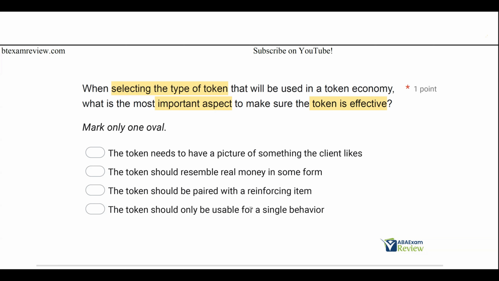And then D, the token should only be usable for a single behavior. One of the good things about a token and a token economy is that they're generalized, right? We can use tokens in a variety of situations. It's not good if the token is only effective for a single behavior. You want the token to be effective for a variety of behaviors in a variety of situations. So when you're selecting the type of token to be used in a token economy, the most important aspect is that the token is paired with a reinforcing item.